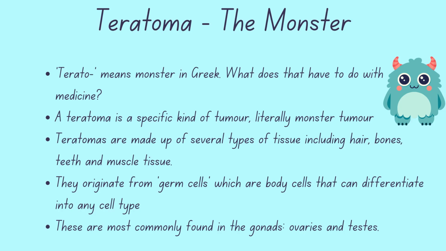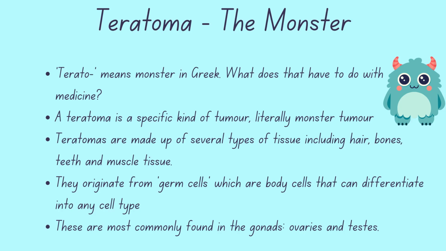But teratomas are interesting because they have differentiated cells. So they originate from what are called germ cells, which are cells that have the ability to be differentiated into any cell type. So they're cells that could go and turn into a muscle cell, or they could go and turn into a skin cell, or they could go and turn into a liver cell, that kind of thing. So that's where these tumours originate from, these kinds of cells. So they've still got the ability to turn into any other kind of cell in the body.